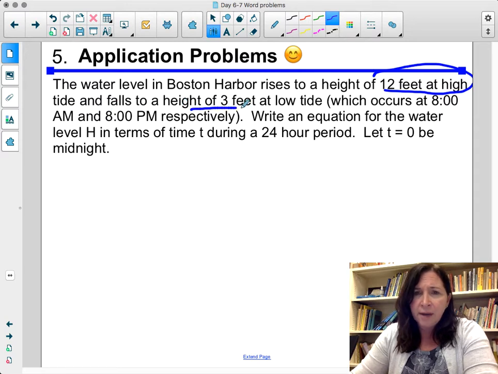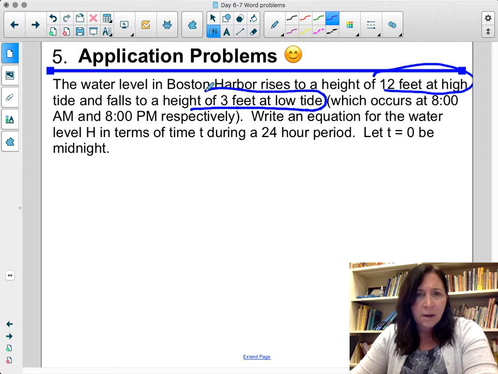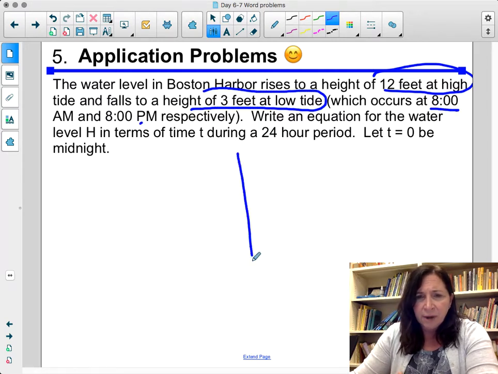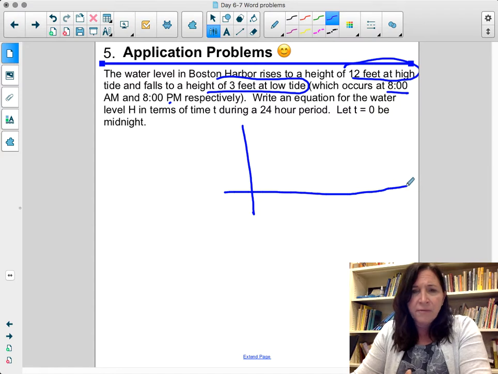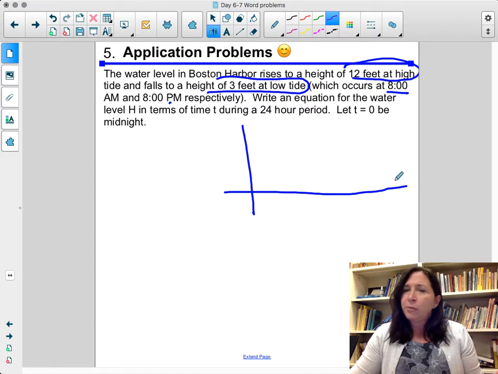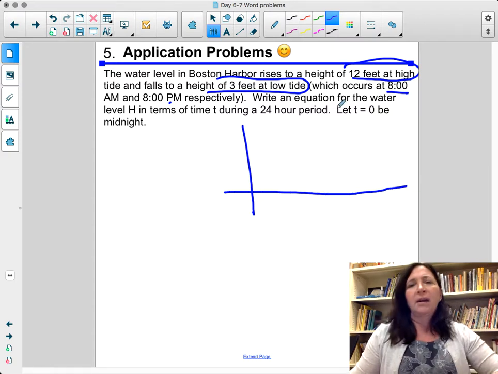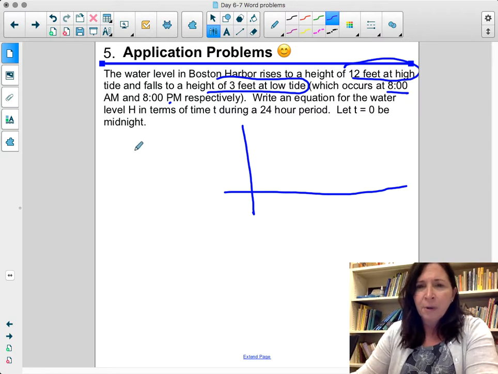And falls to a height of 3 feet at low tide. This occurs between 8 a.m. and 8 p.m. So let's make a graph. And if you want, I would suggest even stopping the video, trying to do the problem yourself, and then coming back and working through the problem.